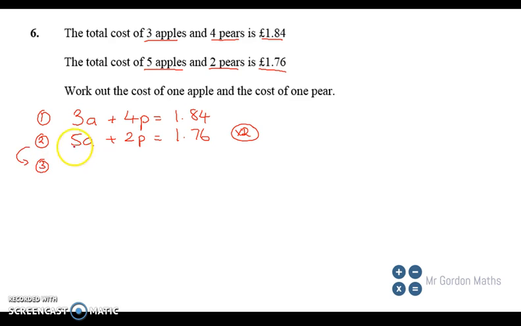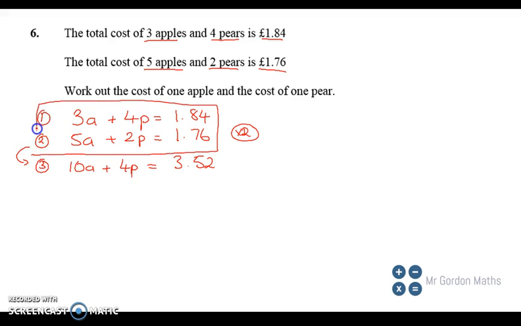Timesing everything by 2, so 5a becomes 10a, 10 apples, double the pears, so now I've got 4 pears, and double the price, times that by 2, is £3.52. Right then, for my simultaneous equations, let me just box that off for a second. I'm going to use the new one, equation 3, and also equation 1 because they both have the 4 pears in.